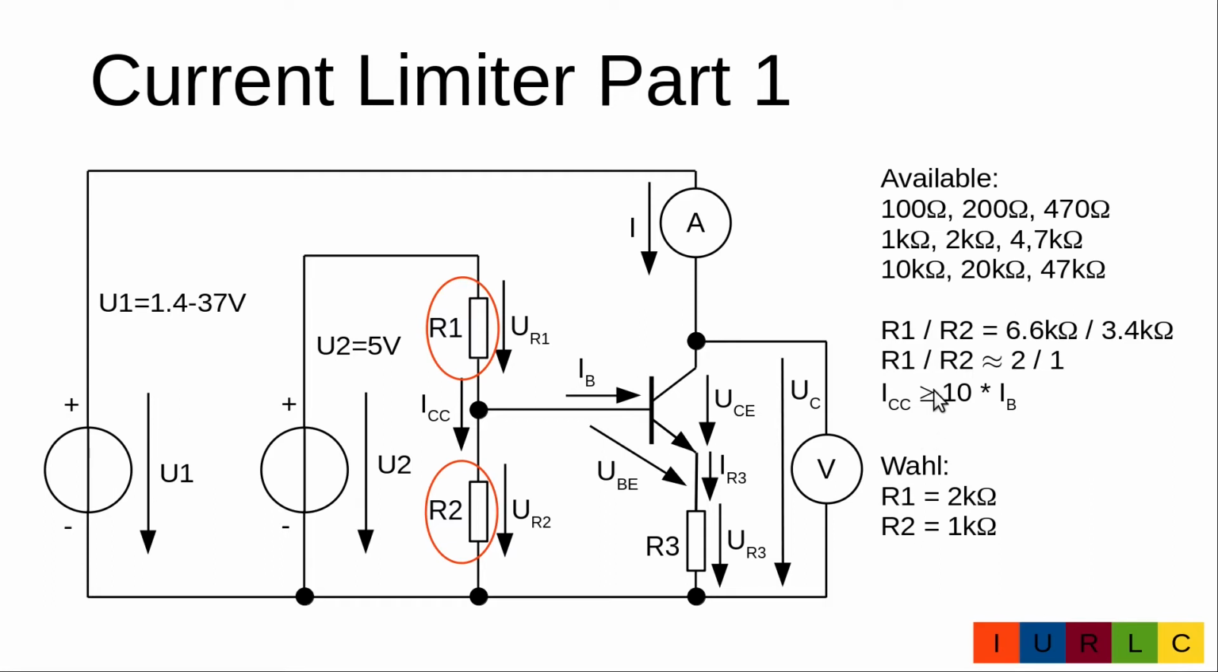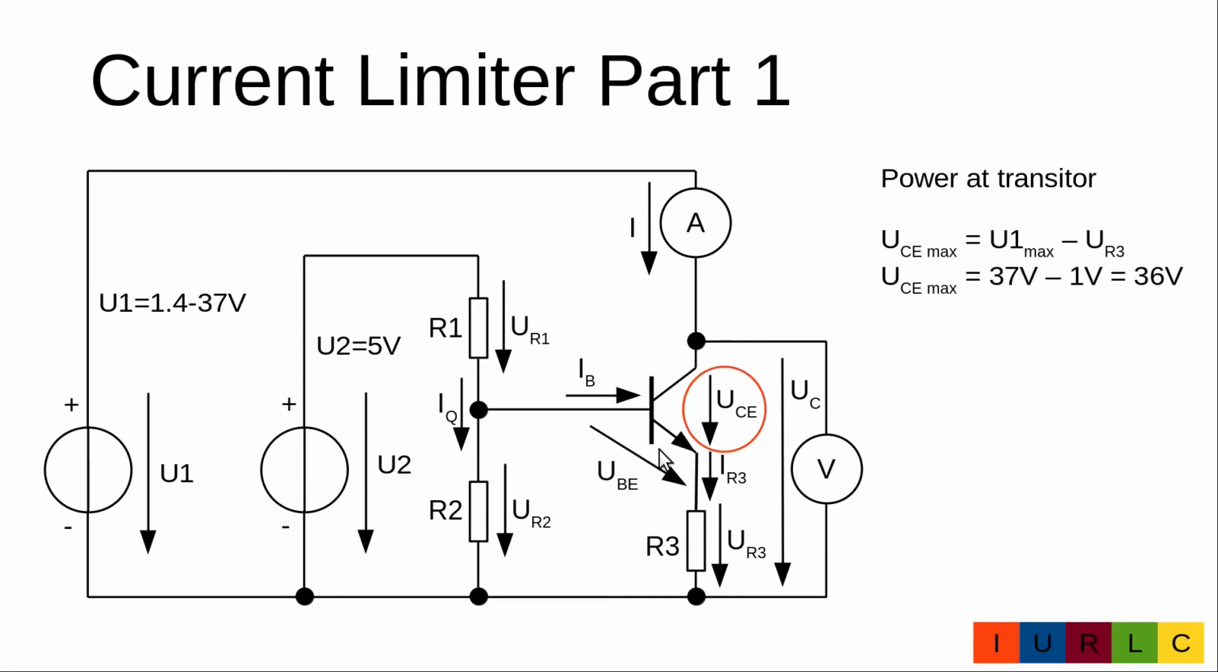In the first step, we calculate the ratio of R1 divided by R2, which is roughly 2 to 1. We also know that the cross current should be at least 10 times bigger than the base current. If we select resistors which are smaller than 6.6 or 3.4 kilo ohm, then the cross current is bigger than what we have calculated. So we select 2 kilo ohm for R1 and 1 kilo ohm for R2.